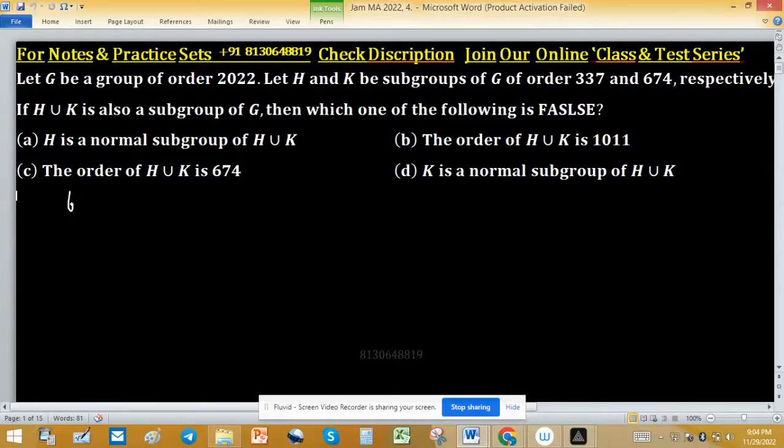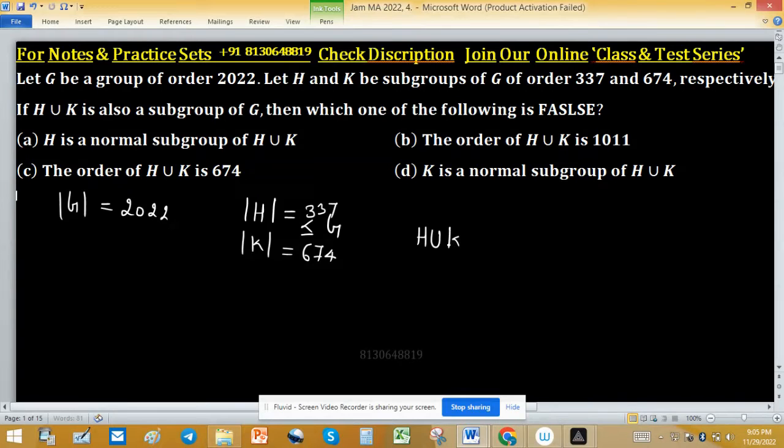Let G be a group of order 2022, and H and K be subgroups of G. H and K both are subgroups of G. The order of H is 337 and the order of K is 674 respectively. If H union K is also a subgroup of G, then the union is a subgroup of G if and only if either K is a subset of H or H is a subset of K.